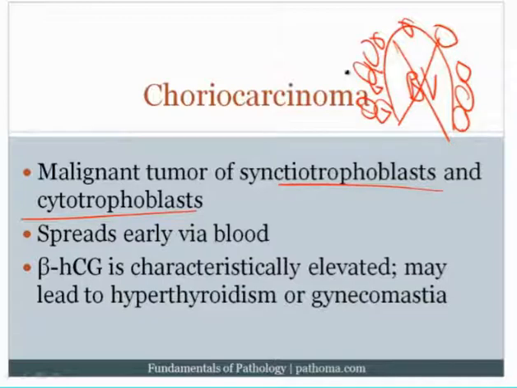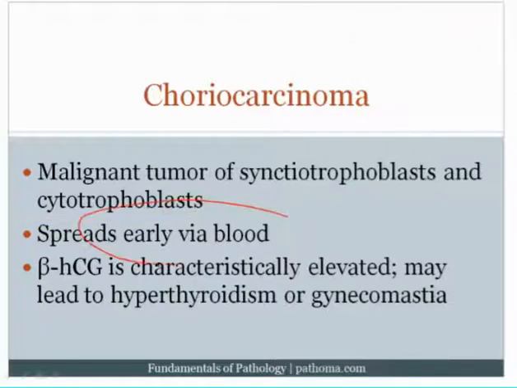Now, of course, syncytiotrophoblasts and cytotrophoblasts are genetically programmed to find blood vessels. That's what the placenta does when it implants into the uterine wall. And so this tumor will metastasize very early via the blood. In fact, one of the characteristics of this tumor is that you tend to have a tiny primary within the testicle and then massive tumor throughout the rest of the body.